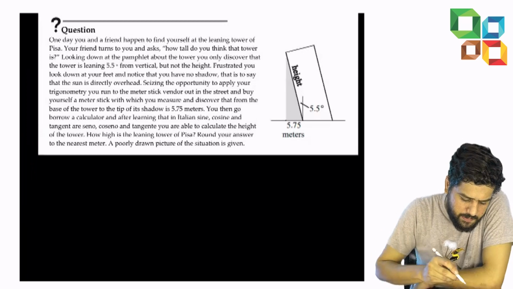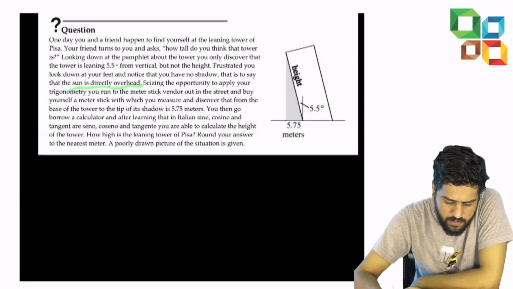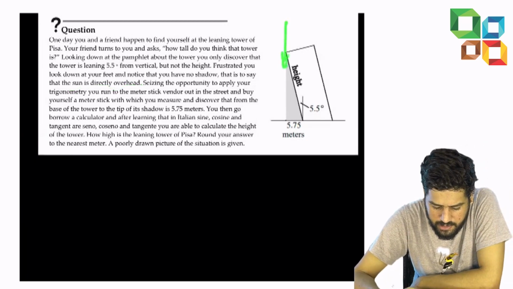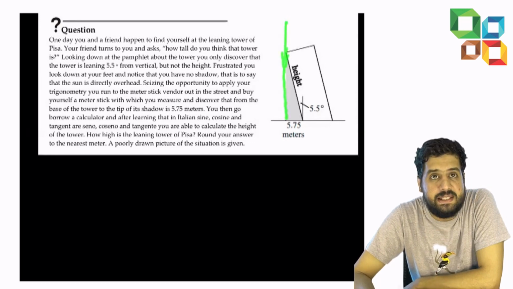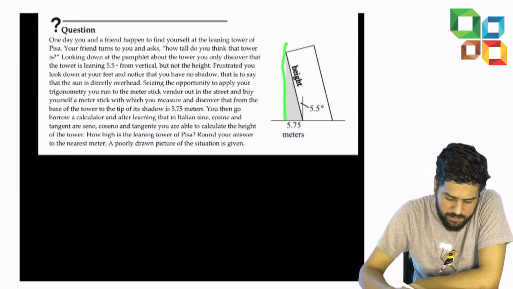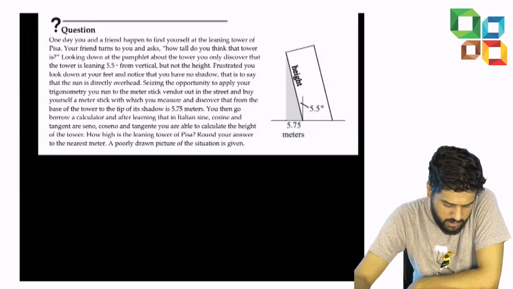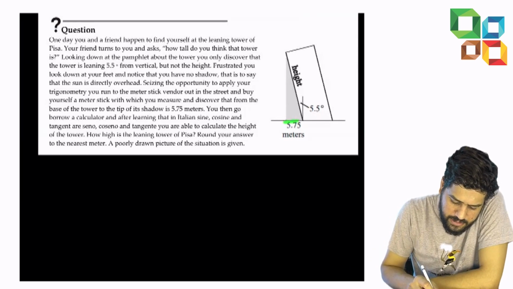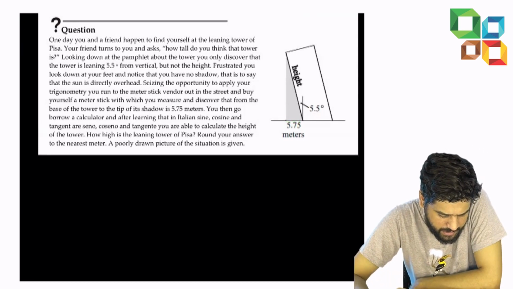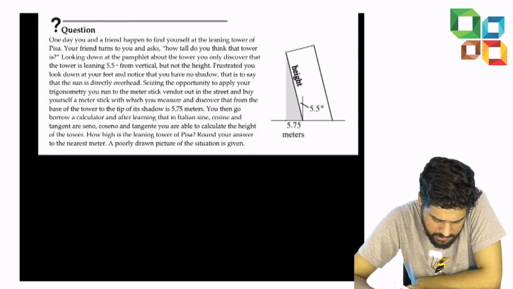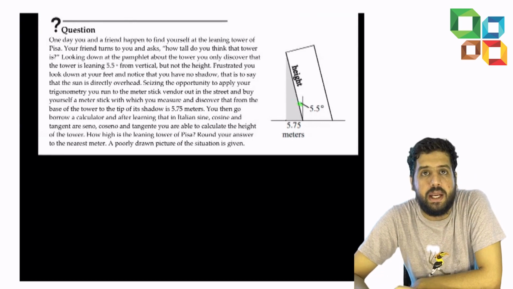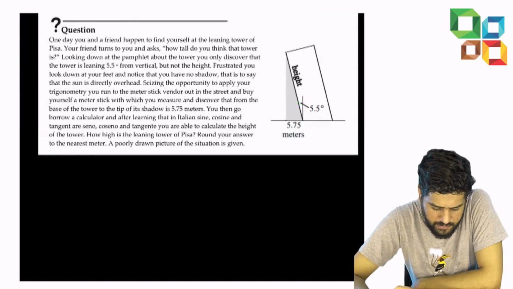Okay, it's given that the sun is directly overhead. Only when the sun is directly overhead will the shadow fall straight down, right? This will be perpendicular to this. Okay, what else is given? You're given that this distance is 5.75 something, and you have this angle which is given to you, right? This angle is 5.5 degrees.